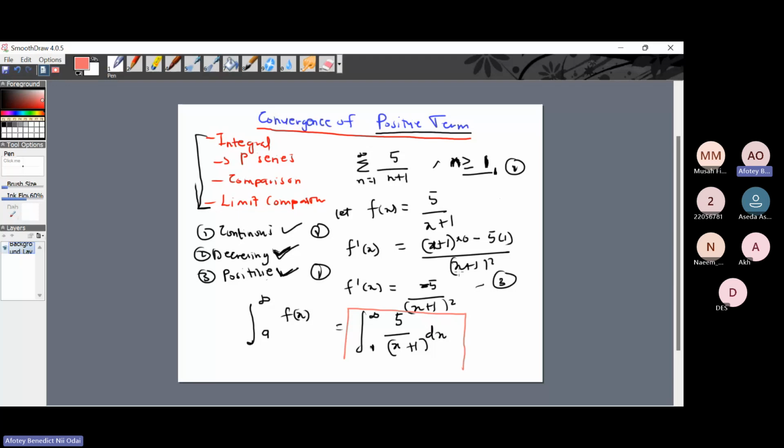Okay, so something like this. Now, to find the integral of this, of course, we can just bring the 5 out and solve it. Let's try and do this together. So please kindly take note of these three: the integral test, the P series, the comparison, and the limits comparison. Before you solve any of these tests, you have to show that it is continuous, it is decreasing.